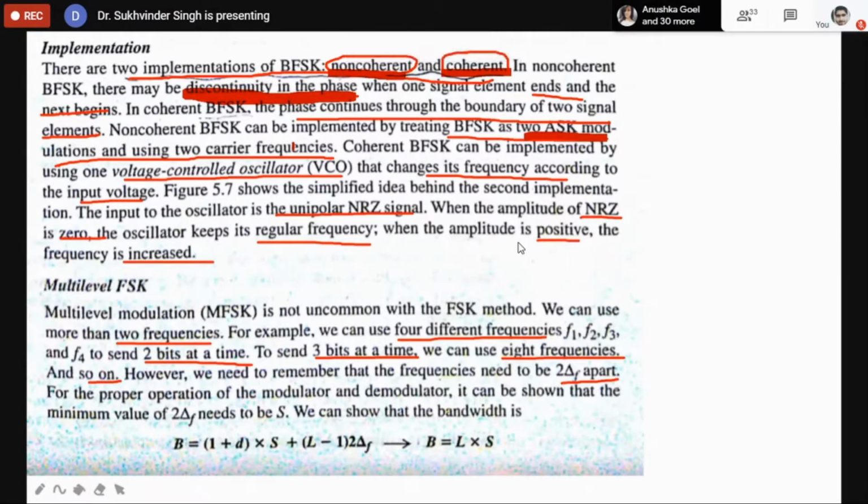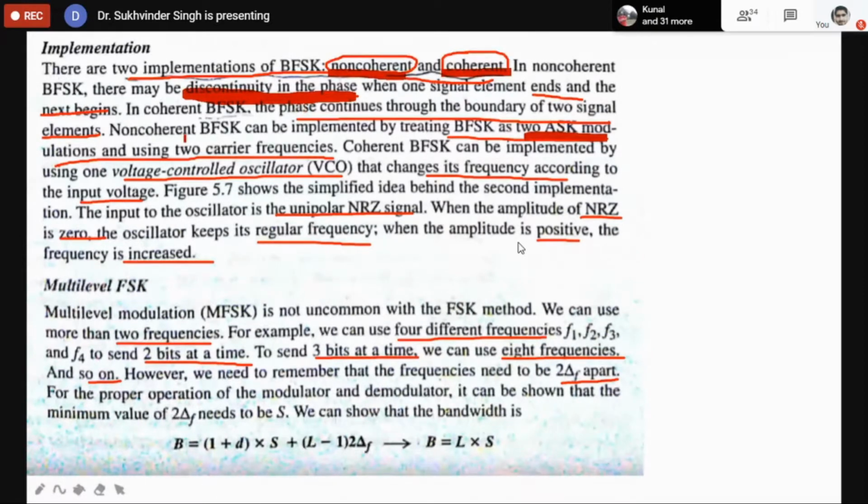Three times, there must be some discontinuity in phase when we shift from 1 to 0, from 0 to 1, again 1 to 0, and 0 to 1, and again 0. So in this case, non-coherent, there must be discontinuity in the phase when a signal element ends and another signal element starts. Or you may say when one data element ends and another data element starts.